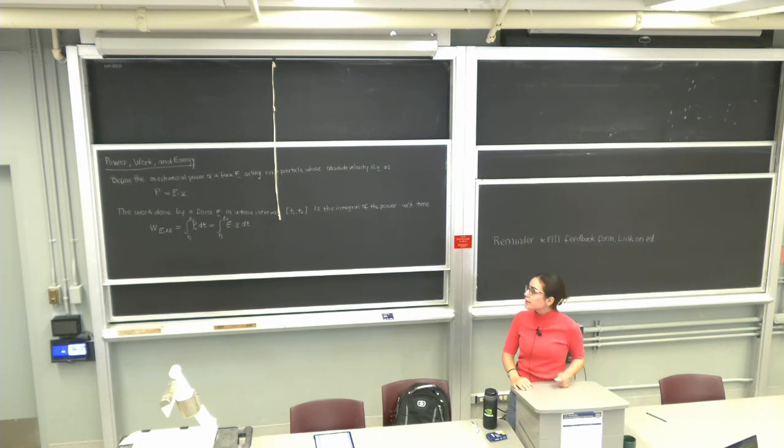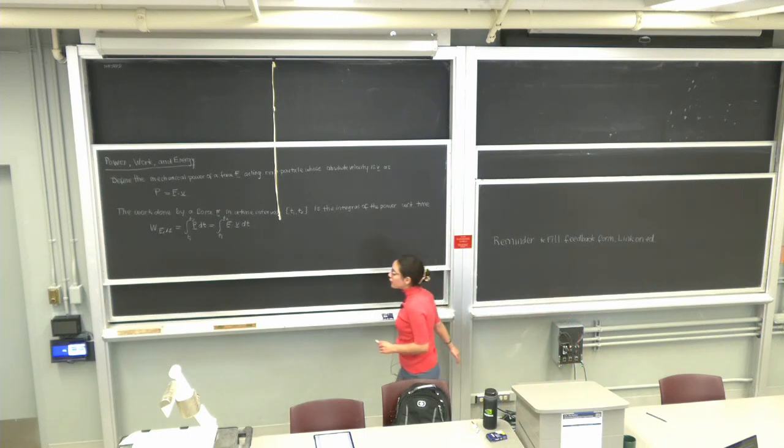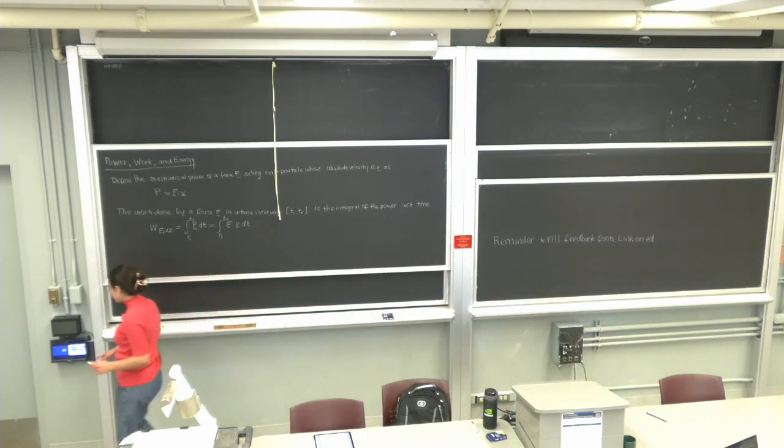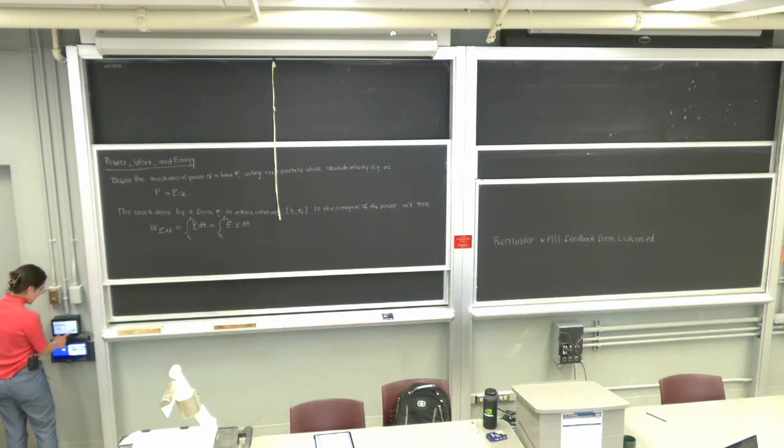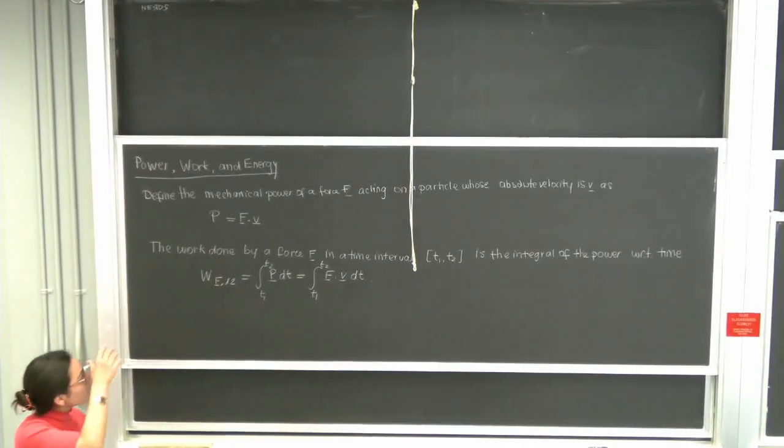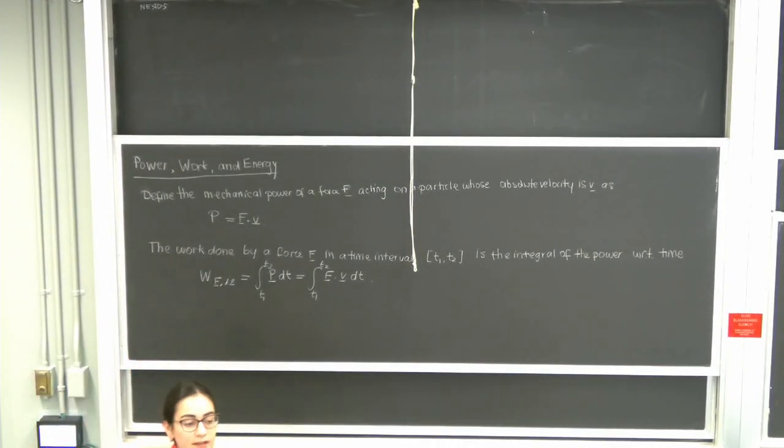We're gonna define the mechanical power of a force F acting on a particle with velocity v as the power being F dot v. The force dotted with the velocity. And that's just a definition. Okay? And then we define the work done by a force F over a time interval on the particle moving with the velocity v as the integral of the power. So the integral from t1 to t2 of F dot v dt.